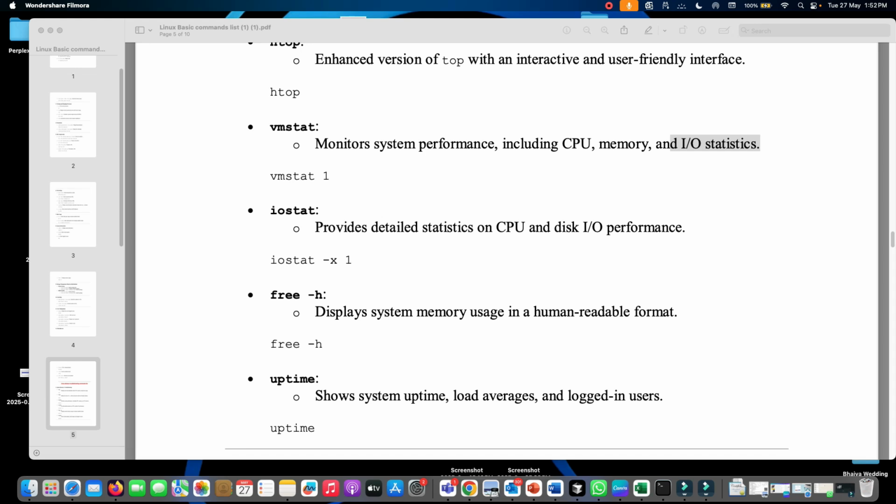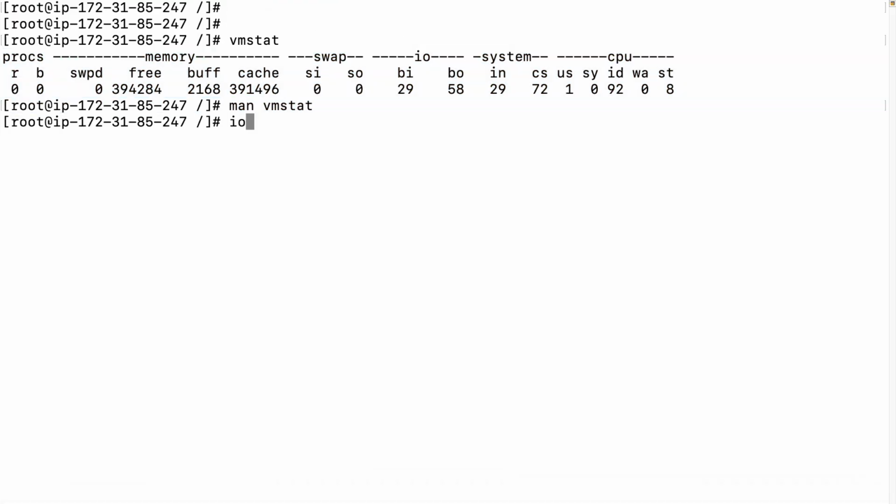Okay, now the next command that we have is the iostat command. It provides detailed statistics on CPU and disk input output performance. Okay, we'll write the iostat command.